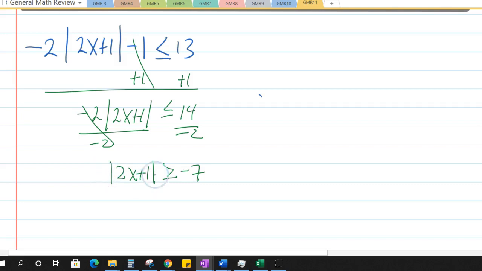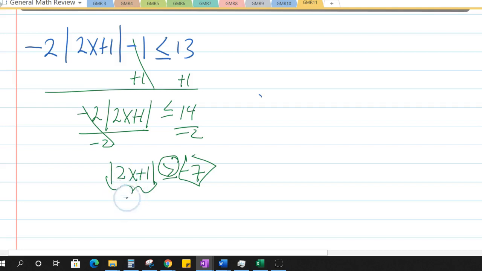Now, I have an absolute value is equal to a negative. So we say, hey, we're done. There's no solution, but that's wrong. It says greater than or equal to negative 7. So let's think about it. No matter what I get, this absolute value will always be greater than negative 7, no matter what number I put in.